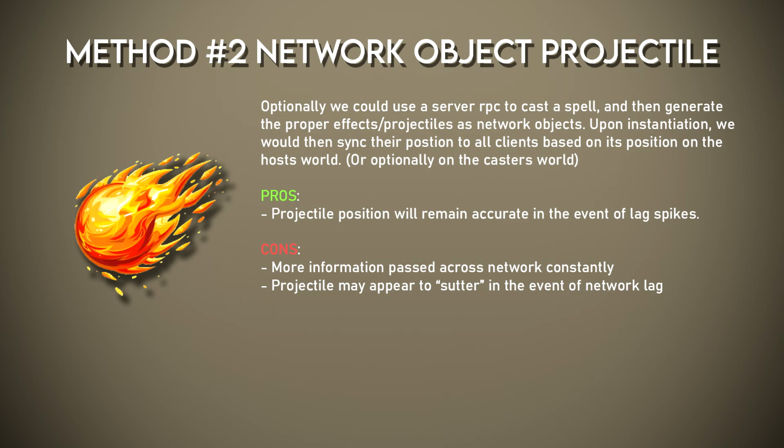So the pros are the projectile will always remain in accurate positions, even in lag spikes, because as soon as the lag stops, the projectile will kind of snap to where it needs to be if there was any lag in updating it. So the cons are more information is passed across the network constantly this way. So if you have thousands of projectiles being instantiated a second, it's not really a good idea to do this. And also, projectile may appear to stutter in the event of network lag.